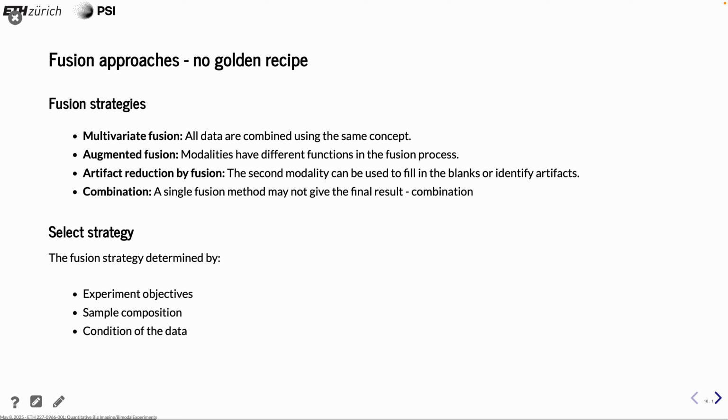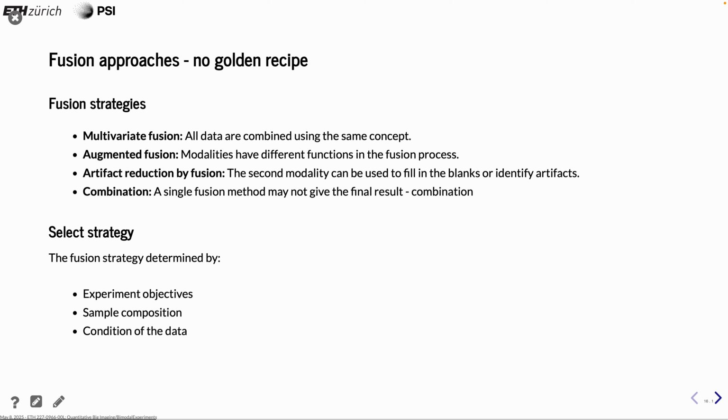You can also use fusion to reduce artifacts, so you can use it, for example, to fill in the blanks or also to identify artifacts in the image. And that can also be a useful method. And of course, as always, you can combine all together and get the final result, which is often actually happening. And which strategy you select is determined by, naturally, experiment objectives.